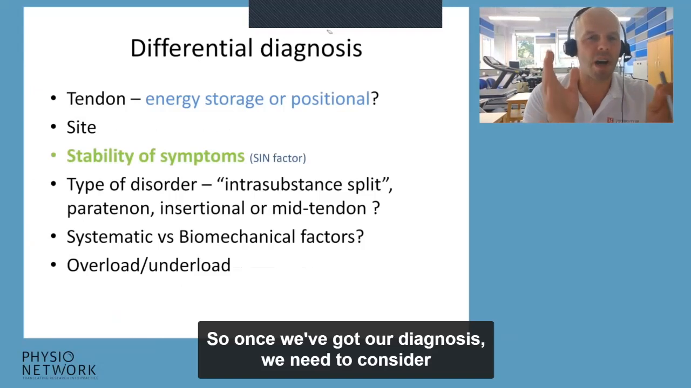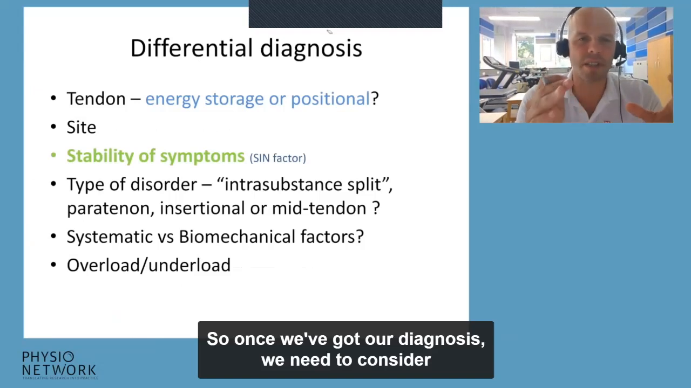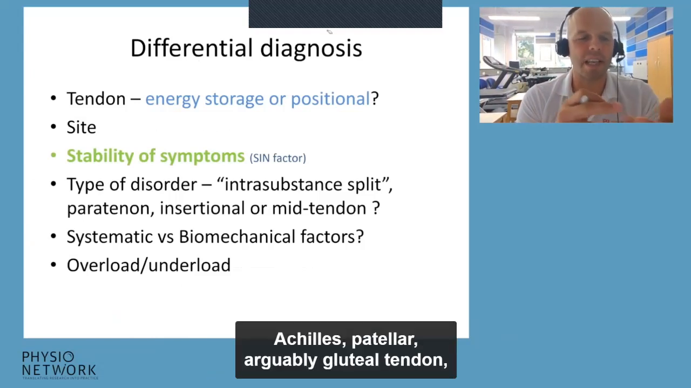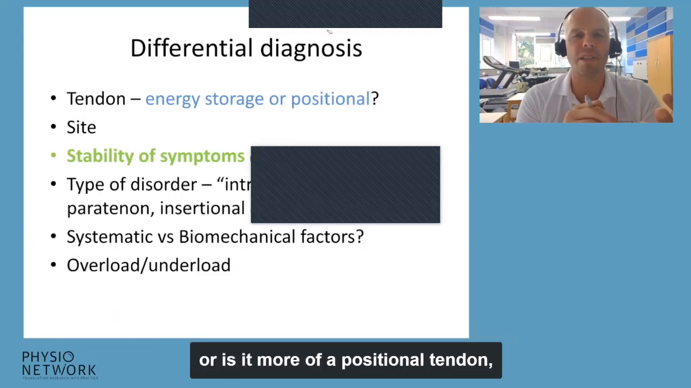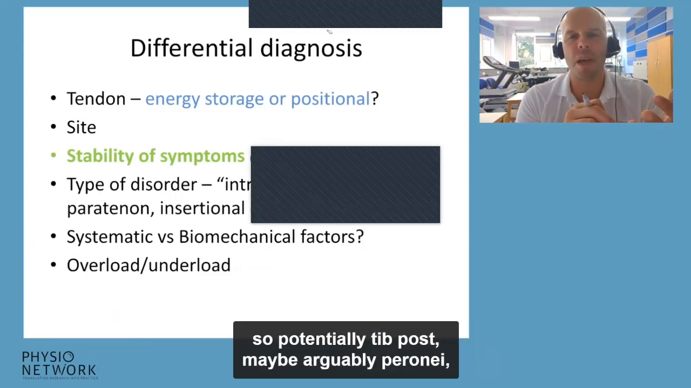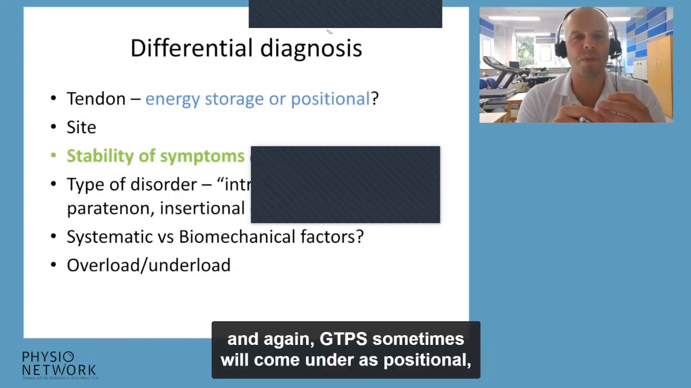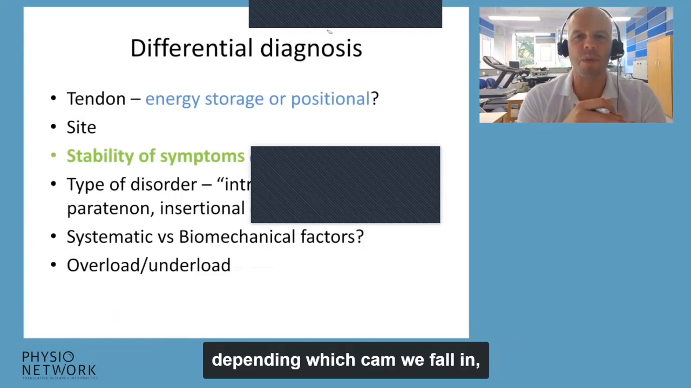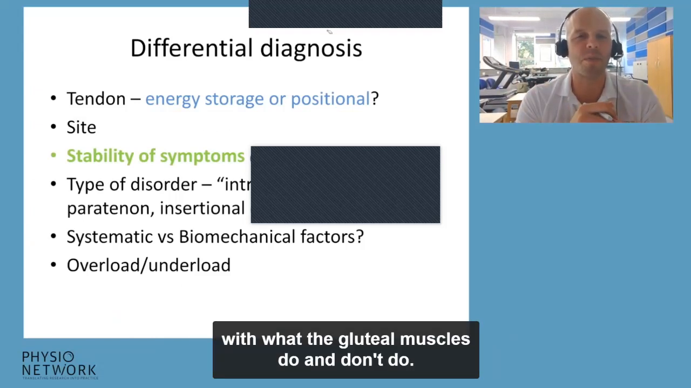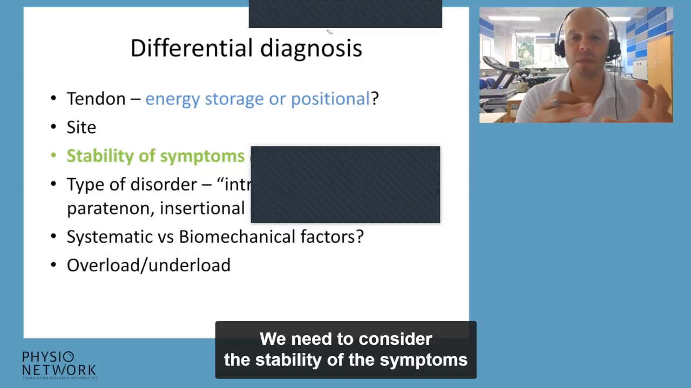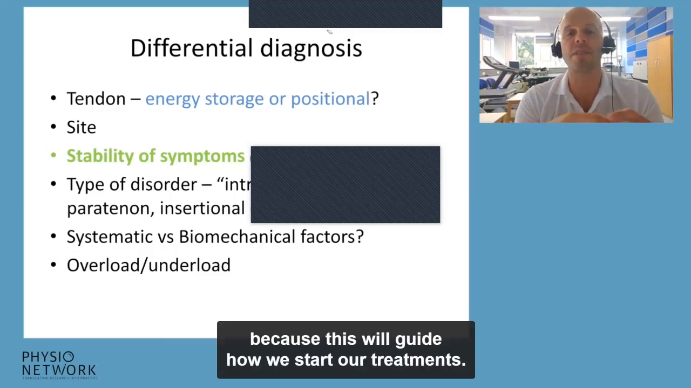So once we've got our diagnosis, we need to consider what type of tendon it is. Is it an energy storage tendon, Achilles, patella, arguably gluteal tendon, or is it more of a positional tendon, so potentially tib post, maybe arguably peronei, and again, GTPS sometimes will come under a positional, depending which camp we fall in with what the gluteal muscles do and don't do. We need to consider the stability of the symptoms, the irritability factor for that particular person, because this will guide how we start our treatment.